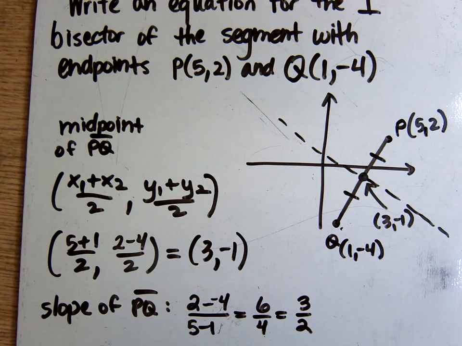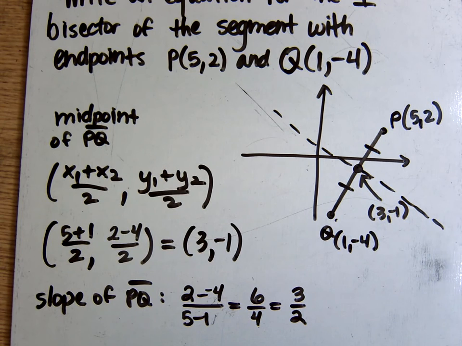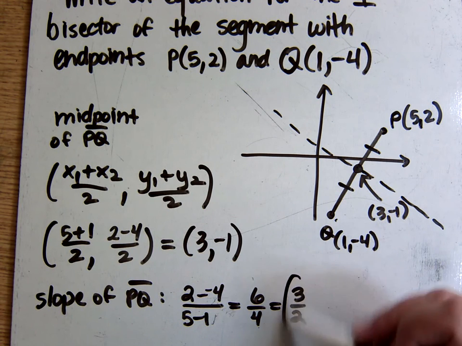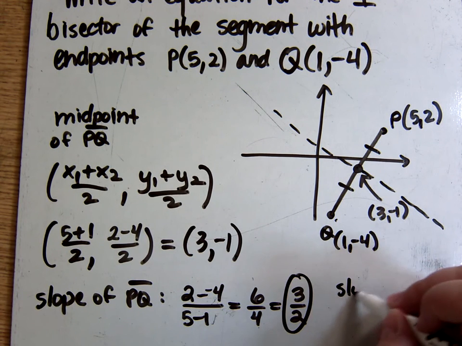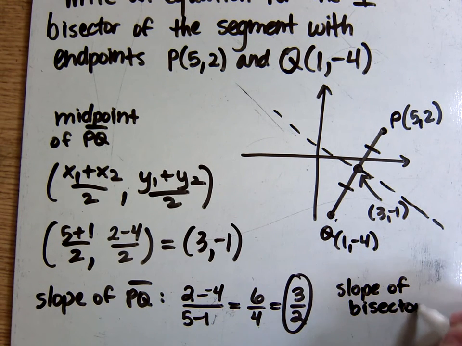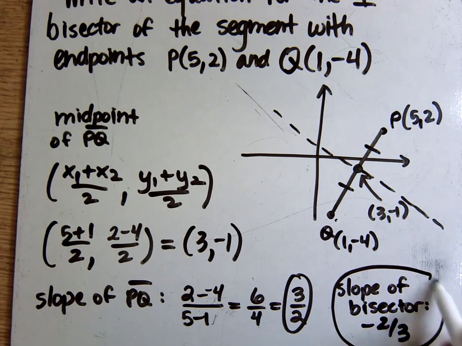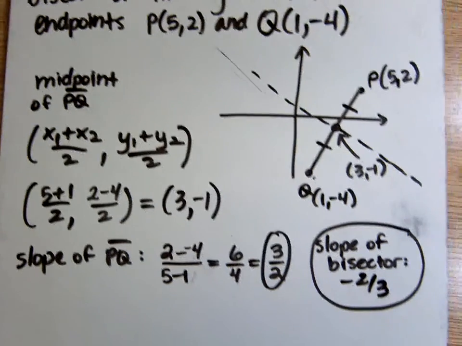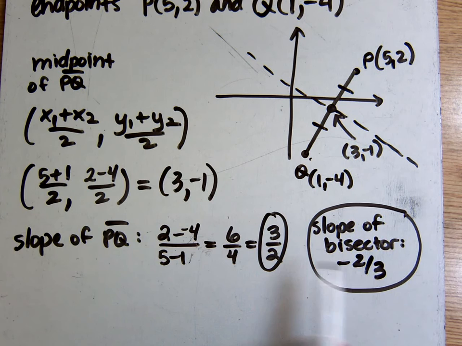Now, the reason we need the slope of PQ is because any line that is perpendicular to that, I can find out that line's slope by taking this number, flipping it over, and changing the sign. Any two lines that are perpendicular to each other have what we call opposite reciprocal or negative reciprocal slopes. So that means to find the slope of one, then the slope of the bisector is going to be that number flipped over and the sign changed. So it's going to be negative 2/3. So that's really what I was going for. I don't really need PQ's slope. I only needed it so that I could find this.